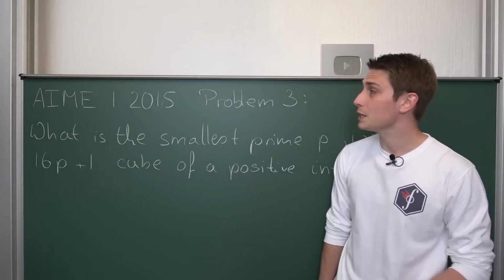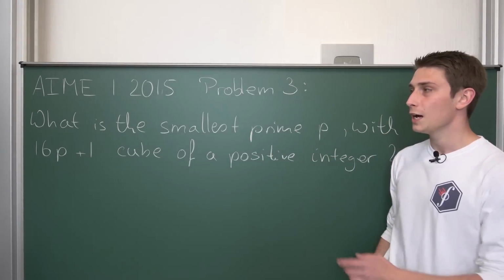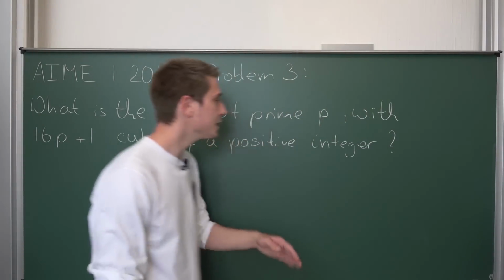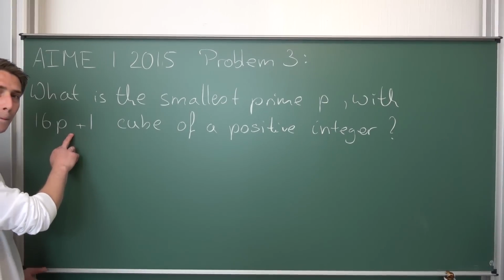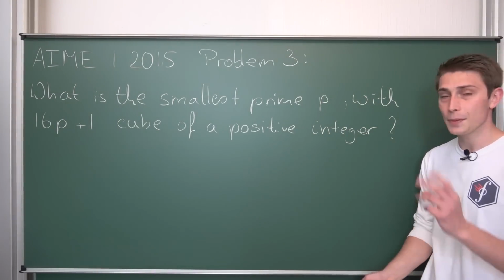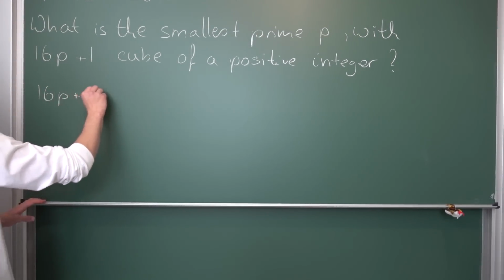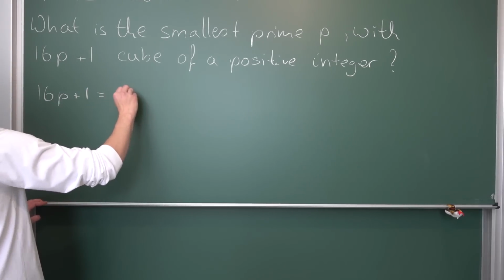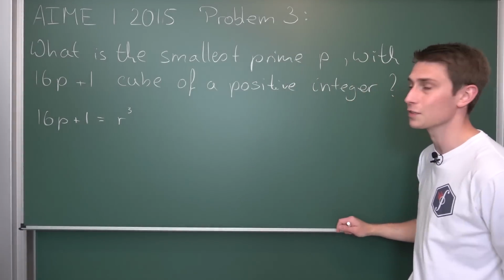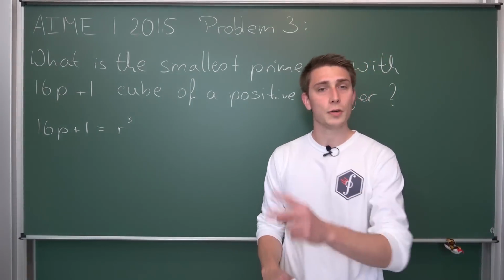The first one is going to be an AIME 1 2015 problem. Problem number 3, and it's a number theory problem basically. What's the smallest prime p with 16p plus 1 being the cube of a positive integer? Meaning we can rewrite this at first as 16p plus 1 is equal to some r to the third power. Really doesn't quite matter what you call this thing. r is out of the positive integers, so n. Now we just need to check two cases at first.